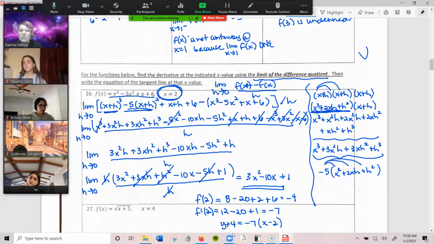For the next one, I'm not going to do this whole next one because I want to move on. But when you plug in the x plus h, you're going to end up with these square roots, right? So you would have to use the conjugate method for this one, for number 27. And it's not as long. If we have time, we'll come back and I'll do it for you, okay?